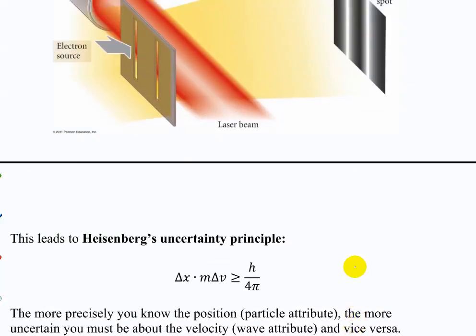to what we know as Heisenberg's uncertainty principle, meaning that the more precisely you know where something is, the more uncertain you must be about the velocity, and vice versa. So if you know where something is, you don't know what direction it's going in or how fast it's traveling. If you know what direction something's going or how fast it's traveling, you don't know where it is. And it's kind of a crazy thing.